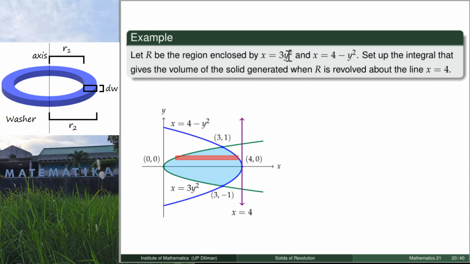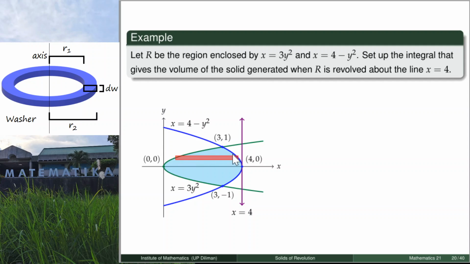So x equals 3y squared opens to the right, so it's the green parabola, while the other one, 4 minus y squared, is the blue parabola, which opens to the left. Okay, so that's how you identify the curves. So let's find the volume using, again, the method of discs or washers. So again, since the axis is vertical, then the rectangles are horizontal. And do we get washers or discs? It's washers because, again, there's no segment that coincides with your axis of revolution.